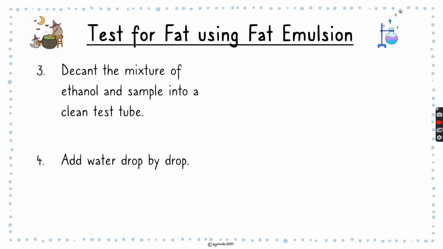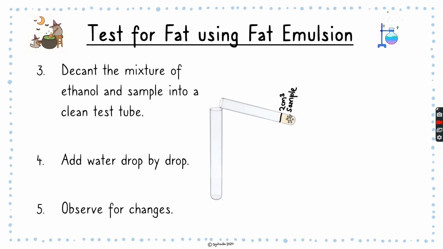And then finally you add water. So you only add water at the end of the fat emulsion test. And then you can observe if there's any changes. So remember, the first thing you need to do is to decant. After you mix it with ethanol, you decant. So you just transfer the liquid part.